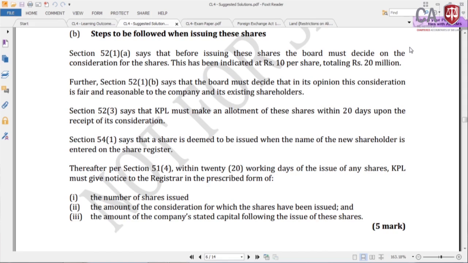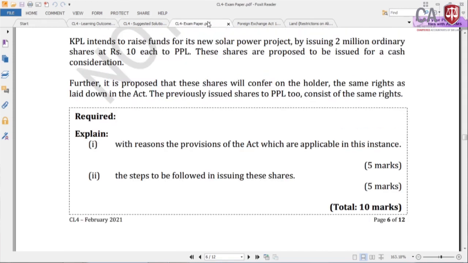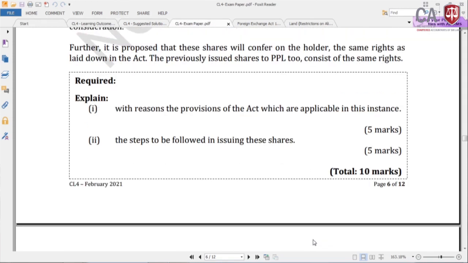Then section 54(1) says that a share is deemed to be issued when the name of the shareholder is entered on the share register. Thereafter, per section 51(4), within 20 working days of the issue of any shares, KPL must give notice to the registrar in the prescribed form of the number of shares issued, the amount of the consideration for which the shares have been issued, and the amount of the company's stated capital following the issue of these shares. So, that is how you need to answer that particular section of the question.